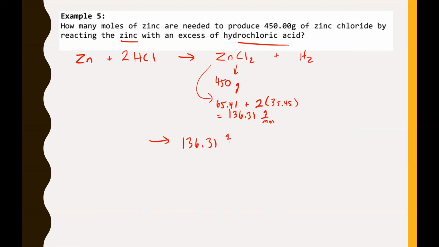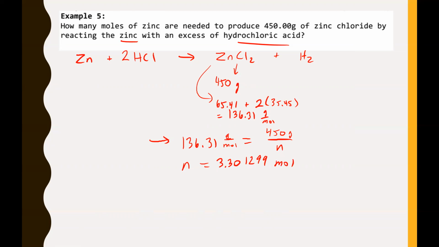Now we just set that up as a little equation on its own. 136.31 grams per mole is going to equal some amount of grams, which we know, 450 grams, over some amount of moles, which is what we're looking for here. Multiply by n, divide by 136.31, and you're going to find that n is equal to 3.301299 moles.